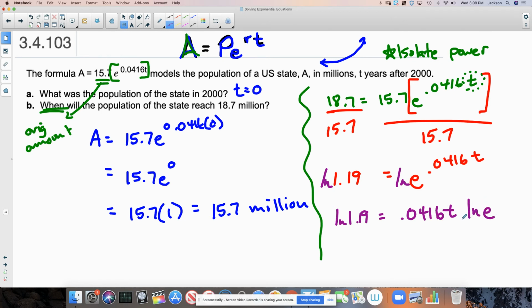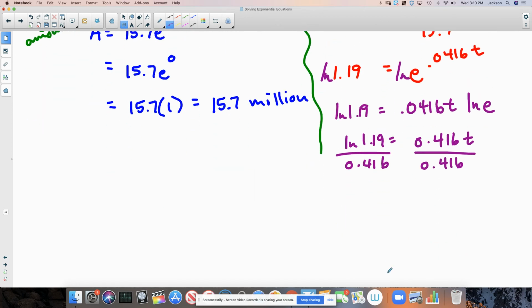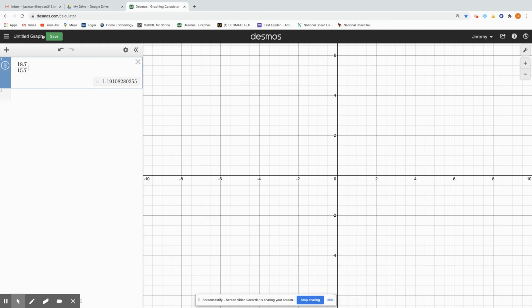I very strategically chose the natural log and not the common log and not log base 7. The reason we do natural log is because the natural log of e is 1. So that part of this side disappears. And then all we have to do is divide by this coefficient of t to get our final answer. And again, this has been mentioned in a couple of previous videos. Just remember that I'm not dividing 1.19 by this number. I'm dividing the natural log of that by this number.